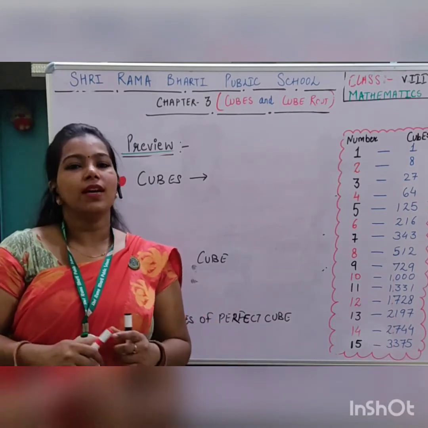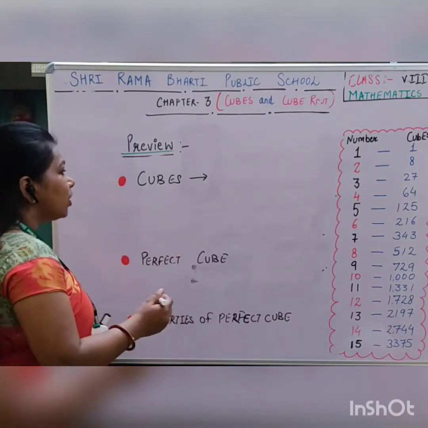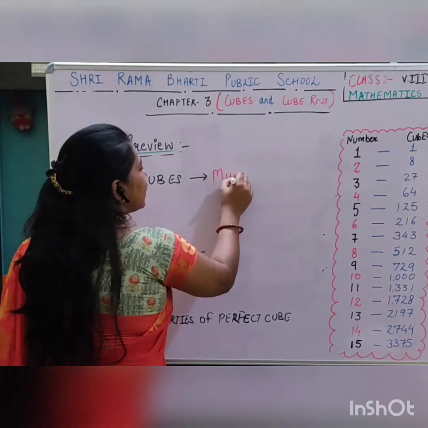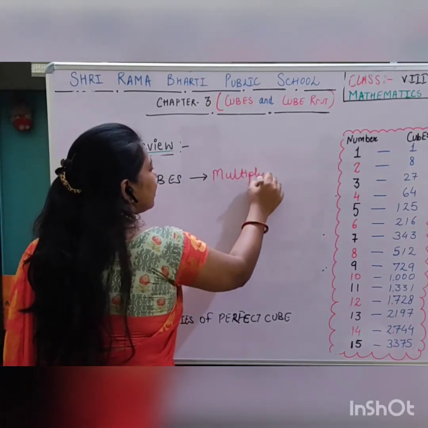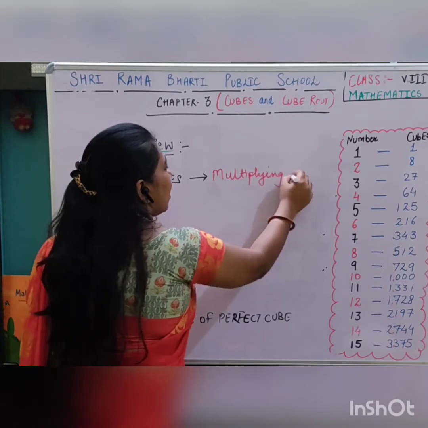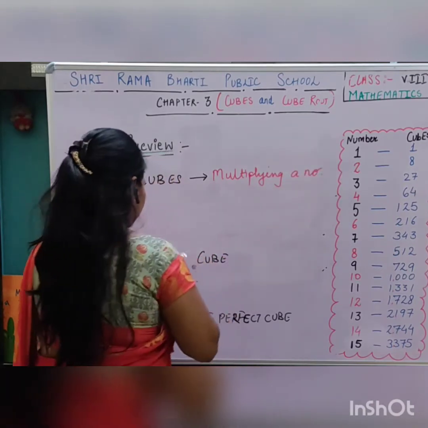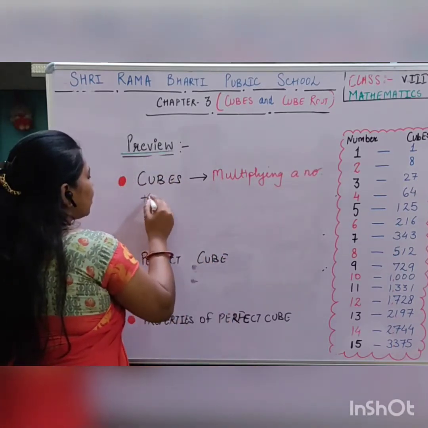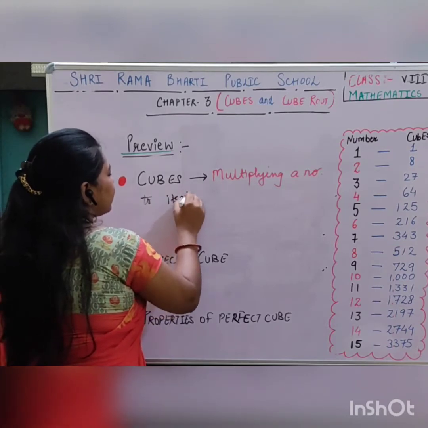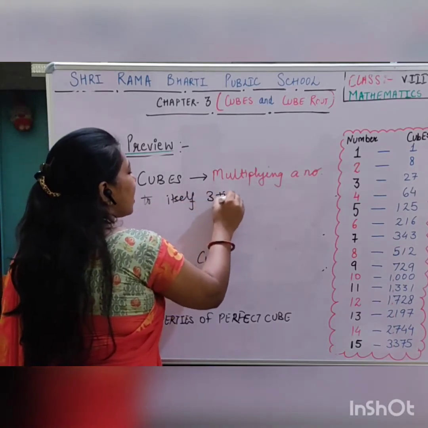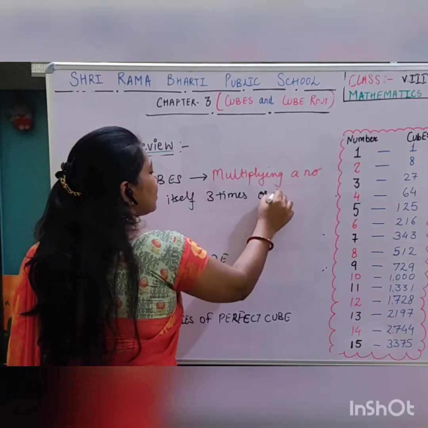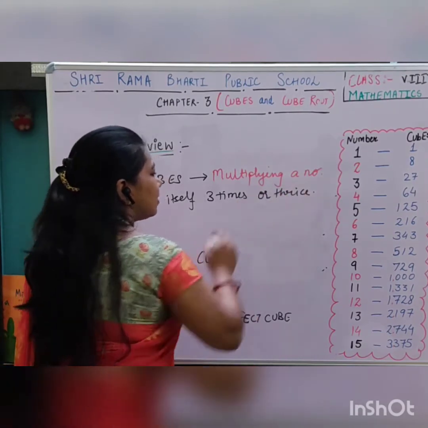So, what are cubes? Now, cubes means multiplying a number to itself 3 times, or we can say thrice, right?